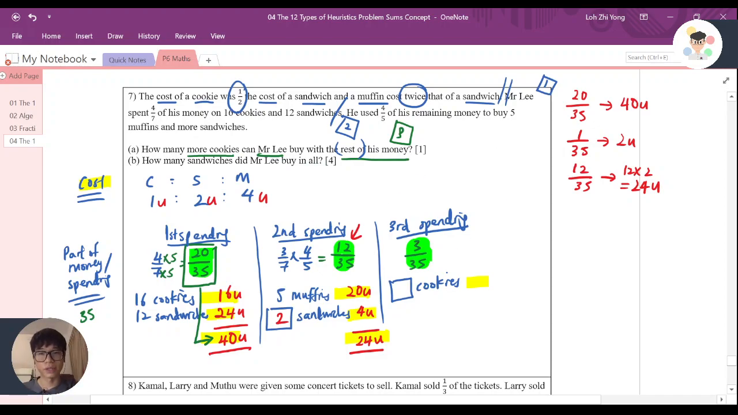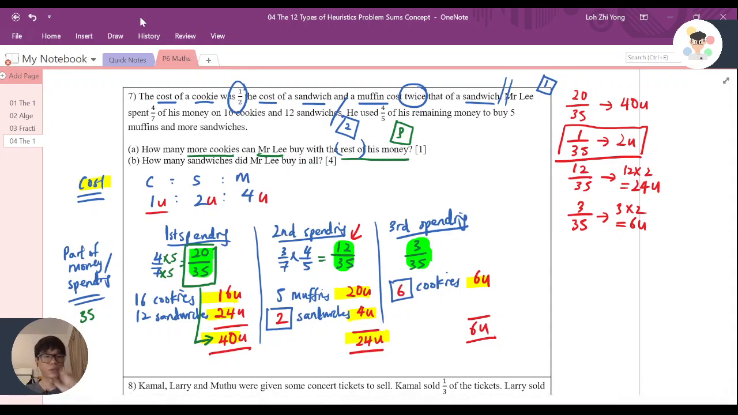The next, third spending, 3 over 35. Now, I know 1 over 35 is 2 unit. How about 3 over 35? Basically, 3 times 2, so I know it's actually 6 unit. Now, if here is 6 unit, then how many cookies? Again, I know cookie is 1 for 1 unit, so if I have 6 unit, I know I have 6 cookies.